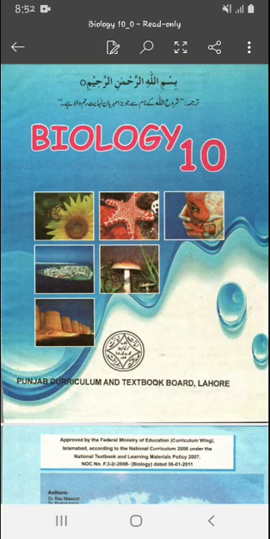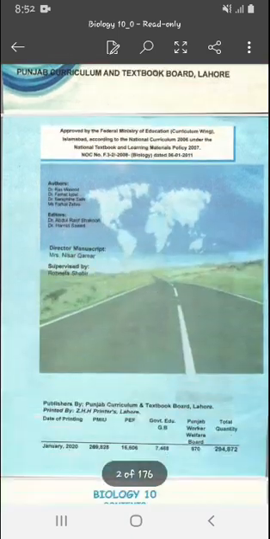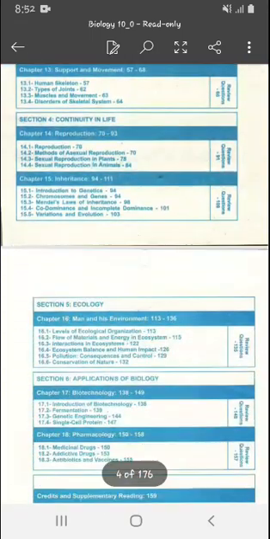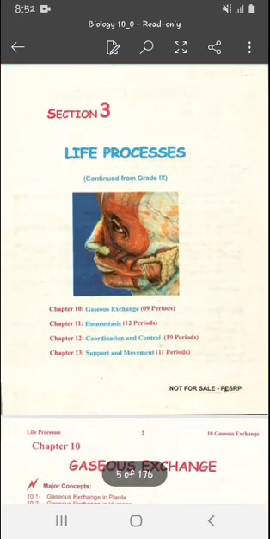Today we start biology class 10th. In this book, we first discuss section number 3. Section number 3 is related to life processes. Life processes are basically the processes that are very much essential for the existence of living organisms on this earth, and the life of living organisms depends on these processes.